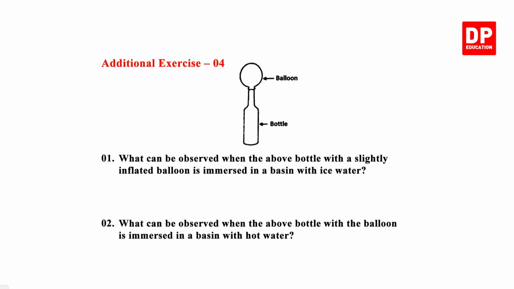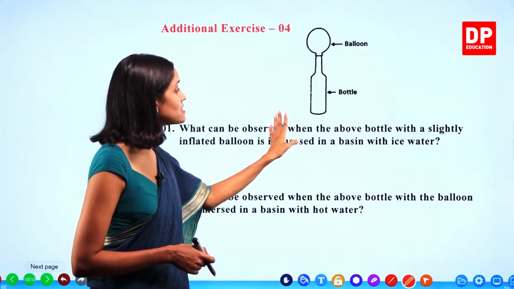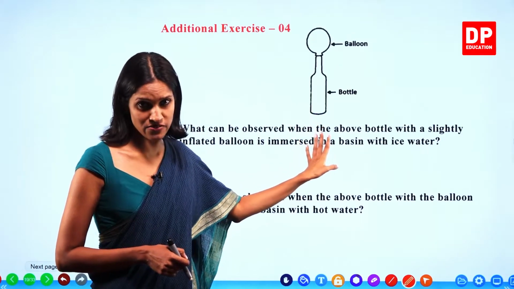Okay. Exercise number 4. Look at the setup. There's a bottle here and a balloon is fixed. Right? Number 1. What can be observed when the above bottle with a slightly inflated balloon? You all can see the balloon is a little inflated. Right? Air is filled here. What can be observed when the above bottle with a slightly inflated balloon is immersed in a basin with ice water? What happens, children? Now we did not do this type of activity.